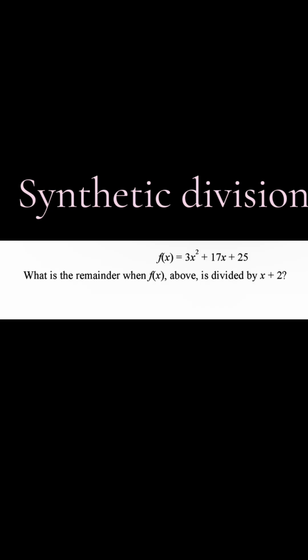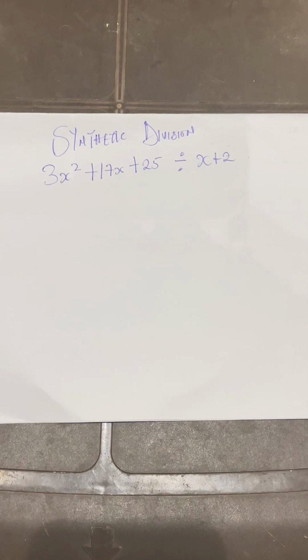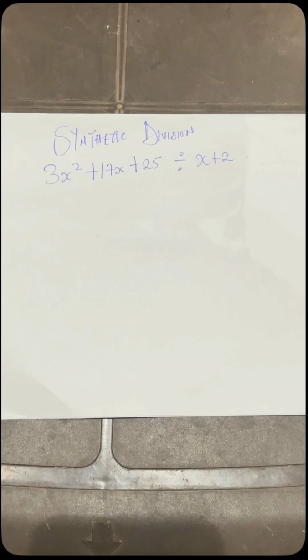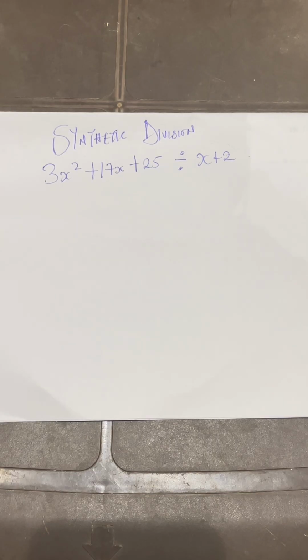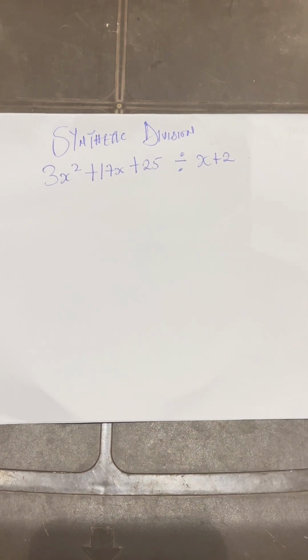The key thing to note when you are solving using synthetic division and not the long division method is that the divisor, which is the x plus 2 in this question or any question you are given, must be linear before you can use synthetic division. x plus 2 is linear, and that is what makes synthetic division possible for this question. Once you have a quadratic divisor, you cannot use synthetic division. You have to use the long division method.